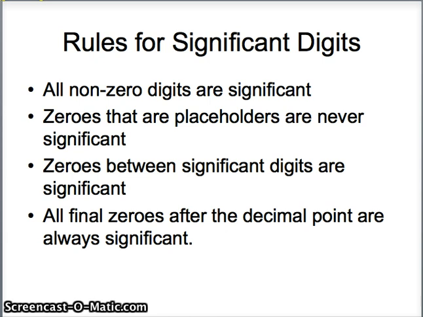And any final zeros after the decimal point are always significant. So if you have a measurement that's 100.00, that final 0, because it's the final 0 after the decimal point, is significant. And all those zeros between the 1 and the final 0 in this measurement also become significant, because zeros between significant digits are significant. So you can see that all these rules can be used simultaneously.